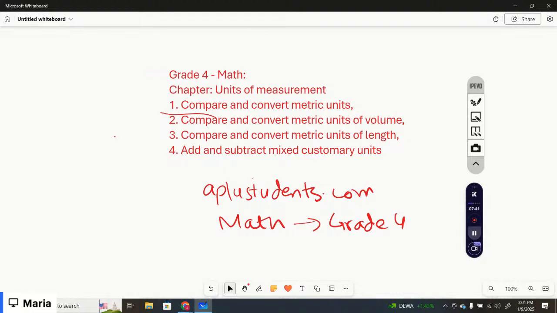The lessons we're going to cover today are compare and convert metric units, compare and convert metric units of volume, compare and convert metric units of length, add and subtract mixed customary units. So please make sure you have your notebook and pencil so that you can note down the important examples and definitions as well.